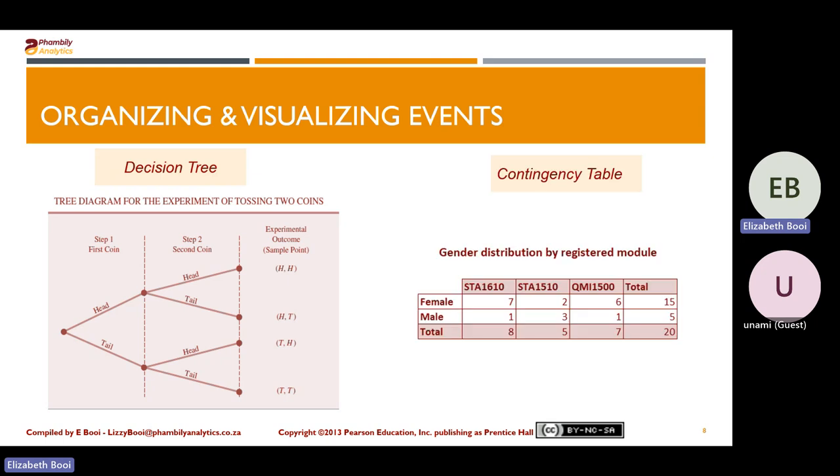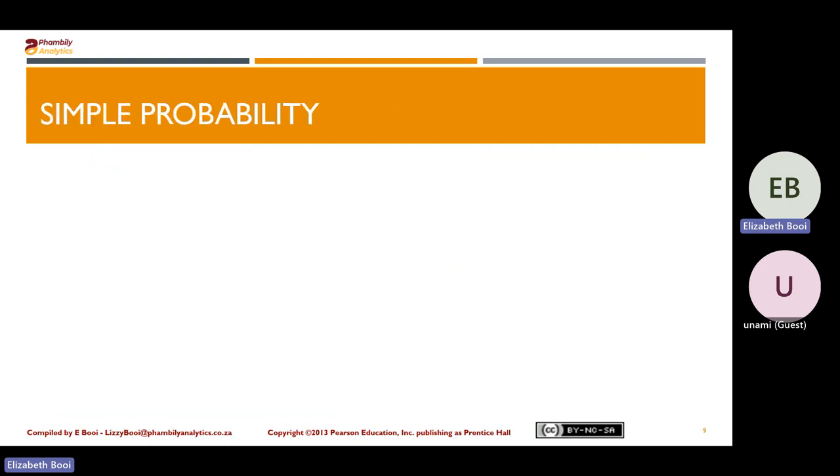You can also use a contingency table, which makes it easy for you to visualize events, especially where you have joint events and a simple event and you want to make use of a contingency table. So there's nothing stopping you from using also a decision tree, but for me, a contingency table is much easier to use and interpret.